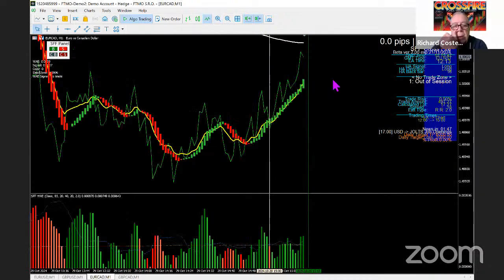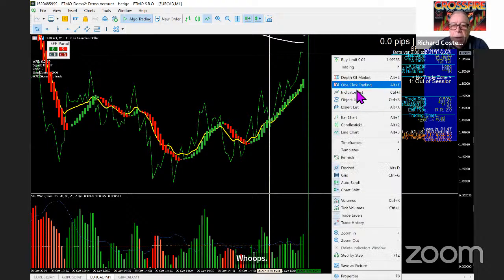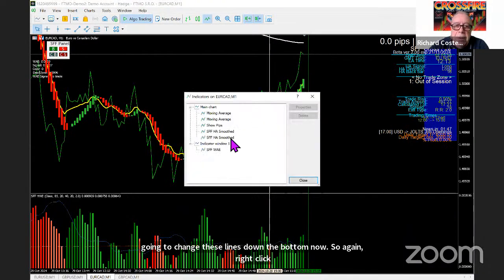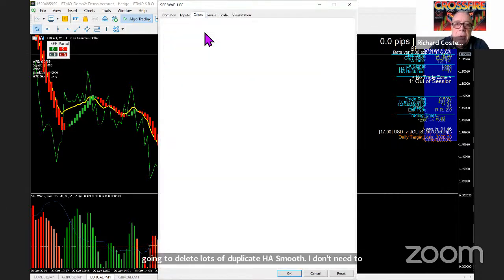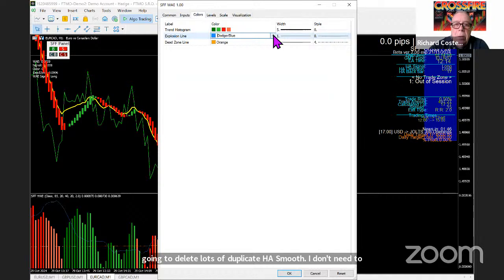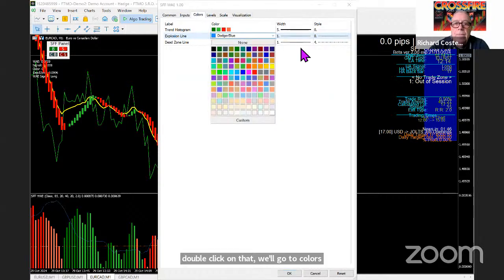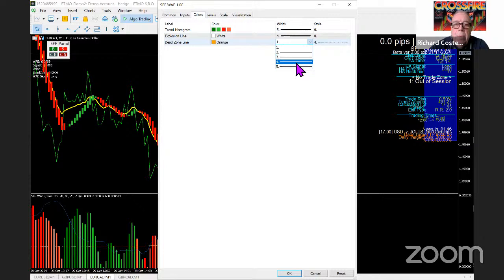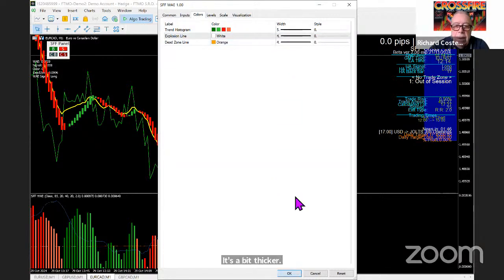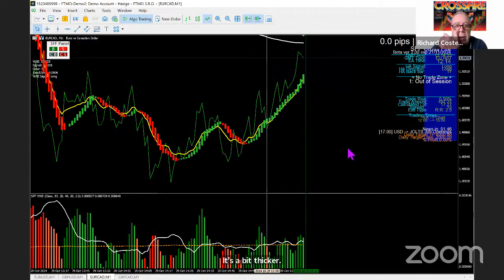There we go. That looks how it should. I'm going to change these lines down the bottom now. So again, right click, indicator list. I'm going to delete that duplicate HA smooth. I don't need it. I double click on that and go to colors. It's a bit thicker. And come out with that. And that's the way I like it.